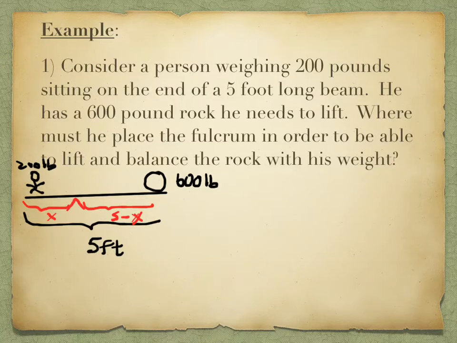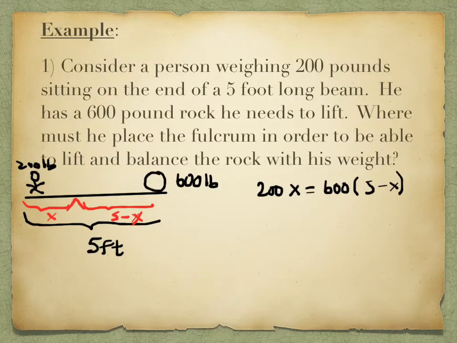So we want to take our moments, which is our mass, so this is the 200 pounds, times x, the distance from the fulcrum, so 200x, to be equal to the mass of the second object, which is 600 pounds, times its distance from the fulcrum, which is 5 minus x.